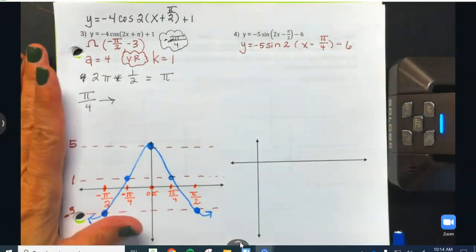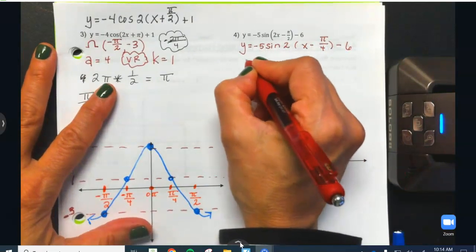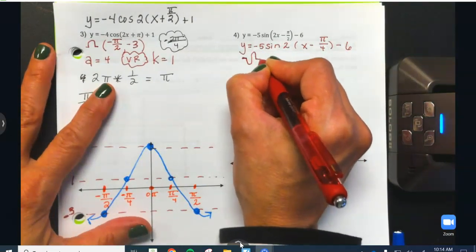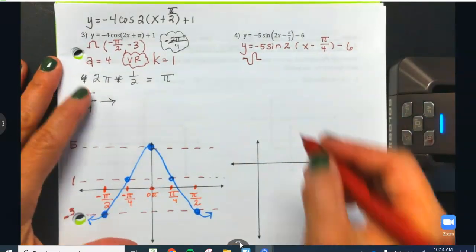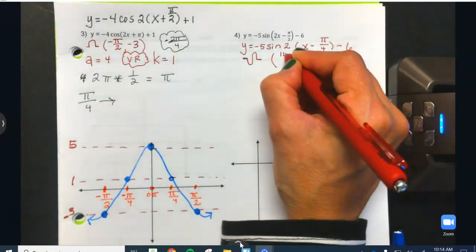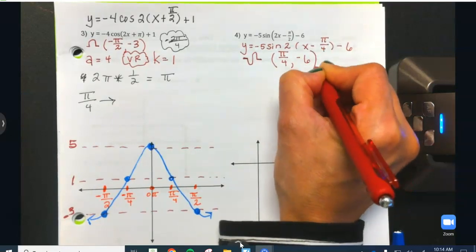So remember, it's just going to start at HK. But let's draw the shape. Now remember, since it's reflected, it is going to start in the middle, then it's going to go down, then up, then stop in the middle again. So when it's reflected, you go down first. And then it's most certainly going to start at pi over 4, negative 6.